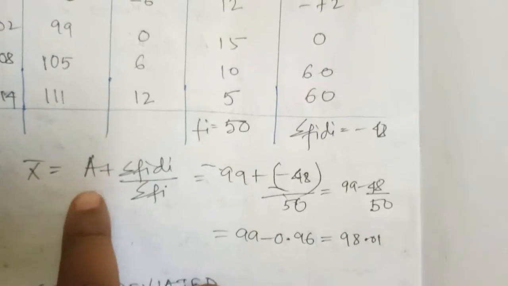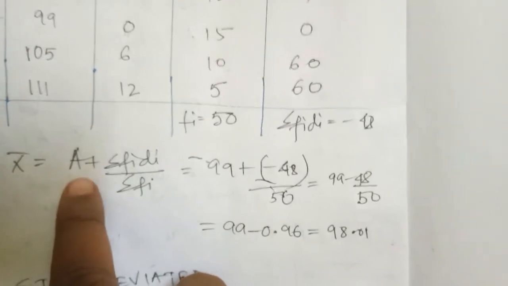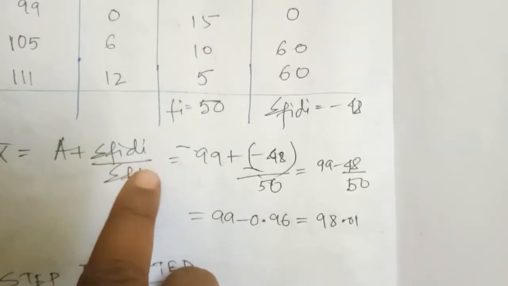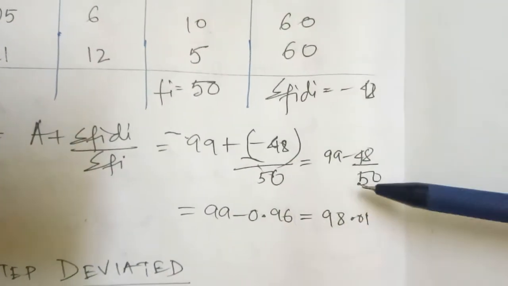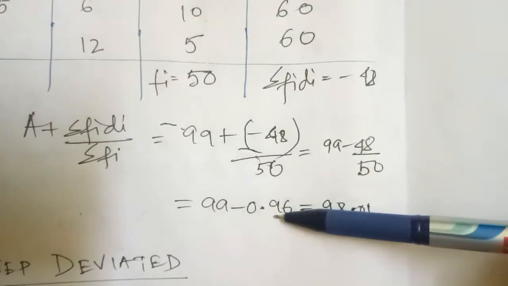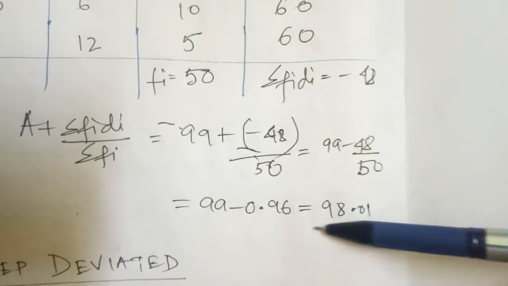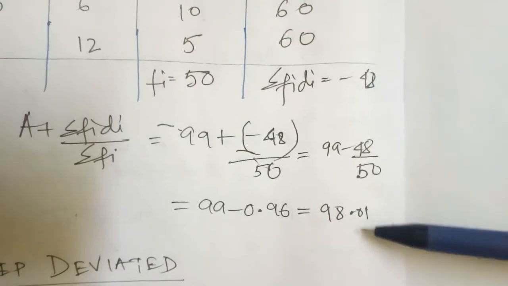Now from here, x bar is equal to, the formula we have done, a plus summation fi di by summation fi. Now we put the value. After putting the value, we'll see that 99 minus 0.96 equals 98.04. Okay.